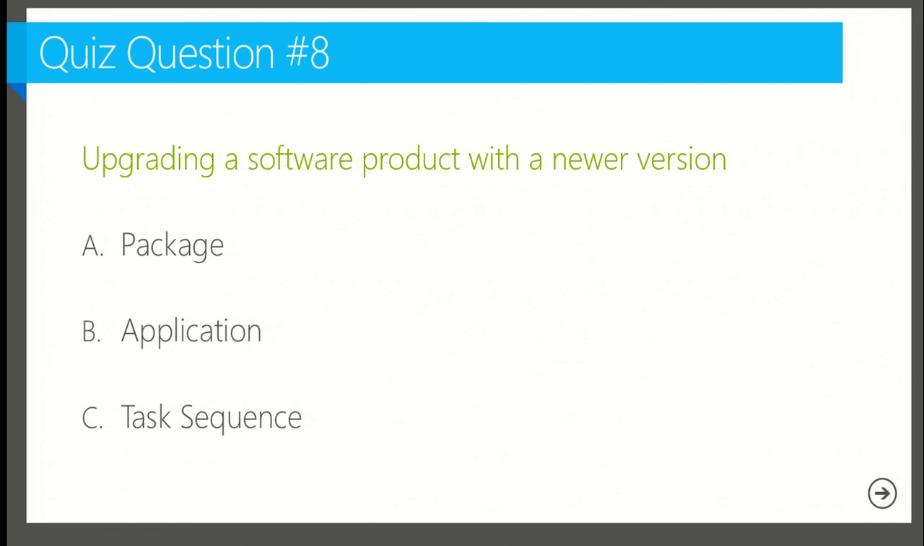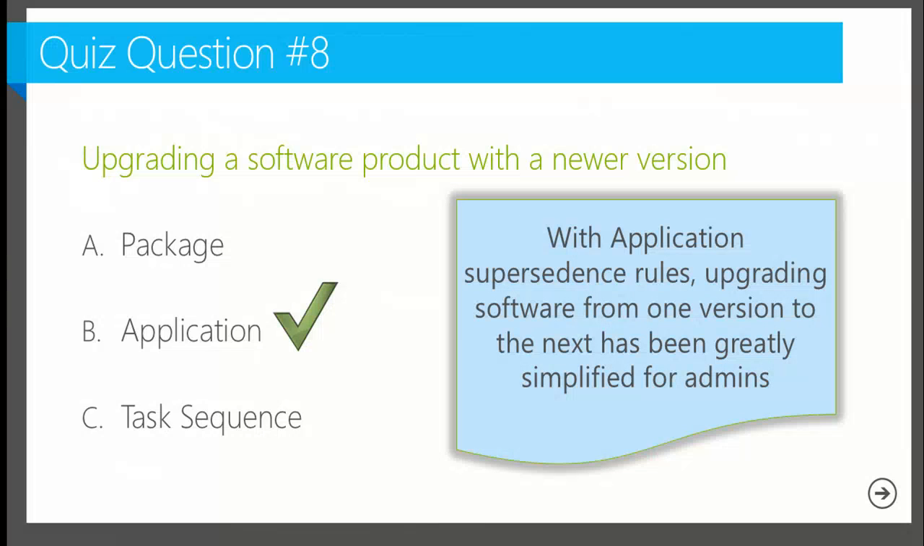Upgrading a software product with a newer version. Package, application, task sequence. Very good. It is indeed an application. So as I did with the Adobe Reader using the supersedence rules, upgrading one software to another is a lot more simplified and easy to do with an application.